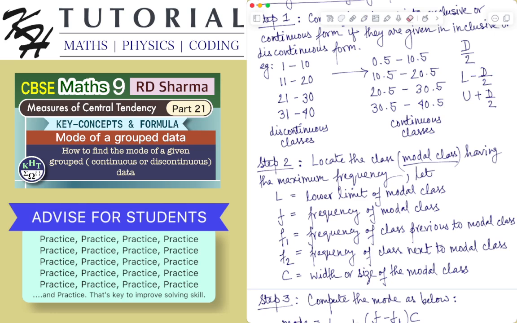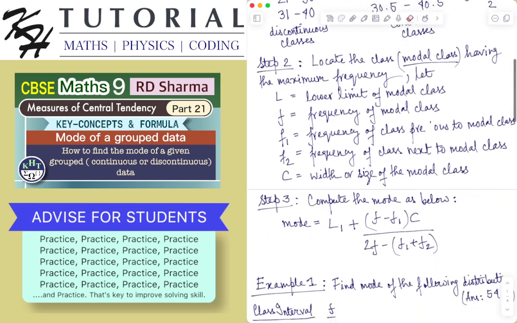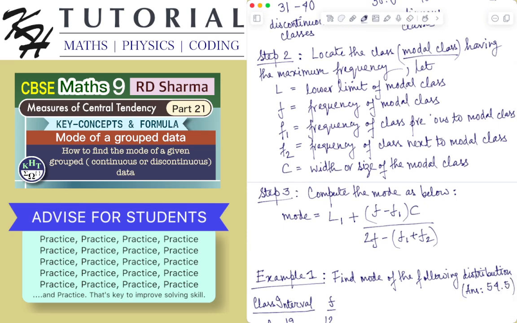So let capital L be the lower limit of the modal class, small f be the frequency of the modal class, f1 is the frequency of the class previous to the modal class, f2 is the frequency of the class next to the modal class, and c is the width or size of the modal class. Then we find all these parameters, and finally we compute the mode using this formula: mode is equal to L plus (f minus f1) multiplied by c divided by (2f minus f1 minus f2).